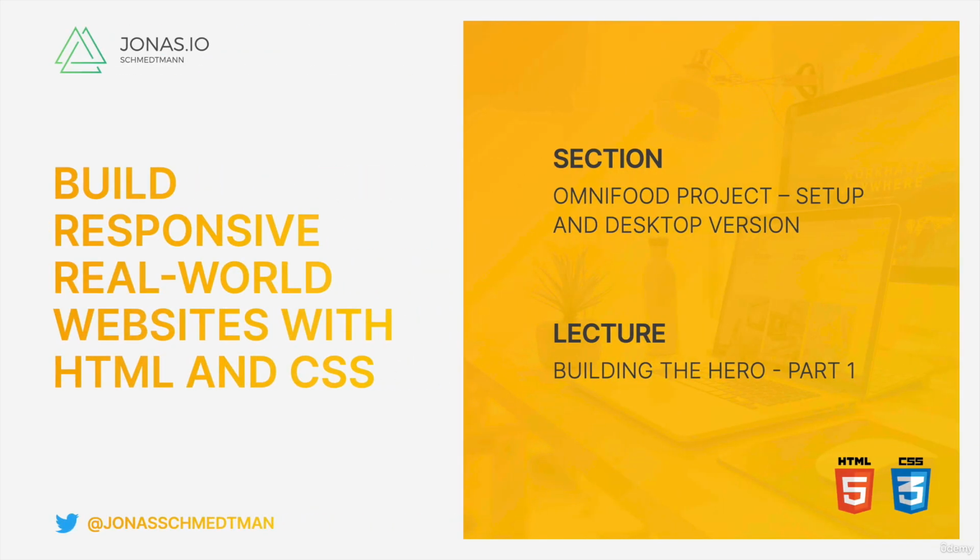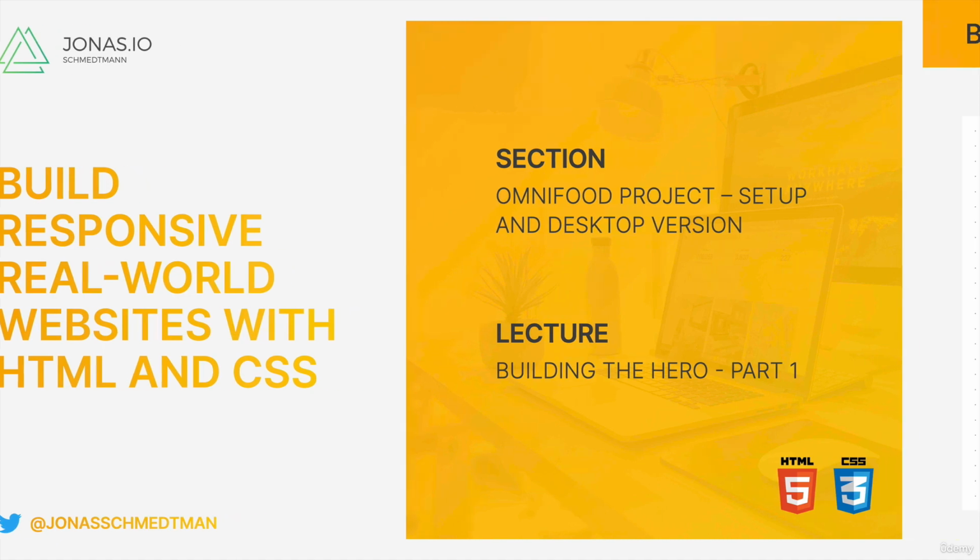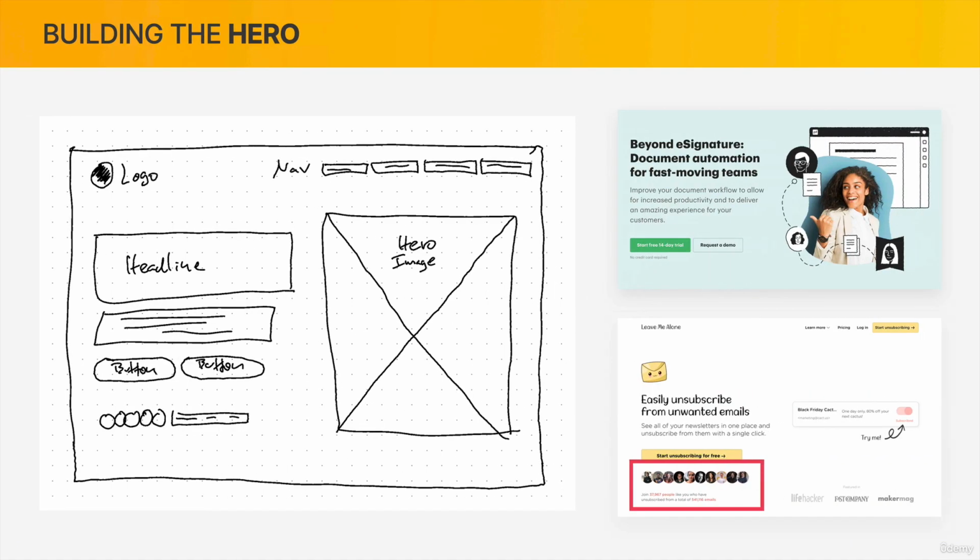Welcome back to the next lecture where we will now finally start building our OmniFood project. And we're going to start with the hero section. For that, I already created this sketch here. As I mentioned before, we will create this layout where we have the hero image on the right side and then the content such as the headline and some description on the left side. So exactly like these two examples that I have selected from our layout gallery lecture.